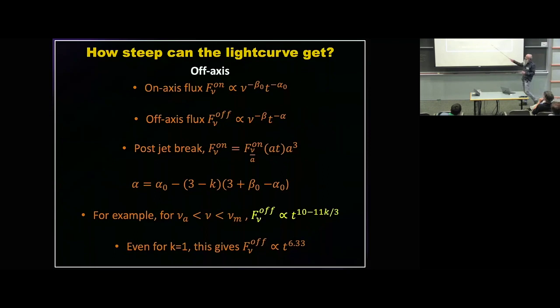And just to give you one example, in the same frequency band that we were looking at before, and for a geometry where the jet is post-jet break and viewed from a far angle, then you get these extremely fast rises in the off-axis flux. If you take a uniform medium, it could be as fast as t to the 10. This is, of course, very idealized, and it assumes a completely top-hat structure for the jet. But even if we relax this a bit, and even if we take k such that density goes as r to the -1, you can still get these very fast rises in the off-axis emission.